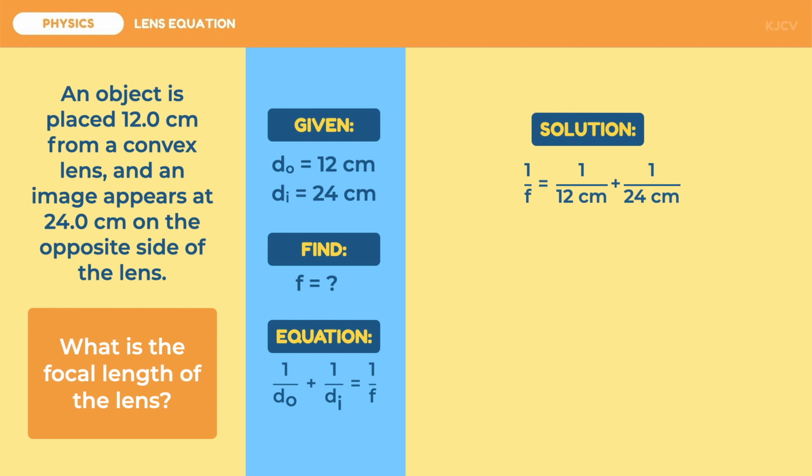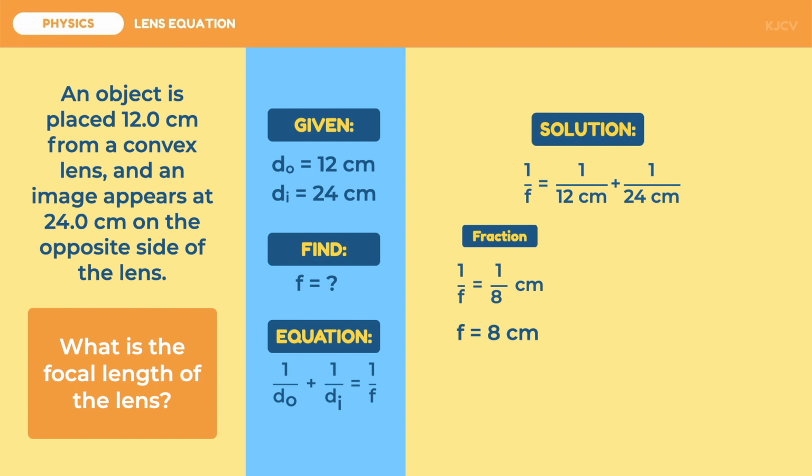We can do this in two ways, depending on your calculator or how you're going to solve this problem. First, we could just stick with the fraction format. 1 over 12 plus 1 over 24 is equal to 1 over 8 centimeters. Take note that this is equal to the reciprocal of f. This is when we are going to do the reciprocal of both sides. Thus, we have 8 is equal to f. This is our focal length.